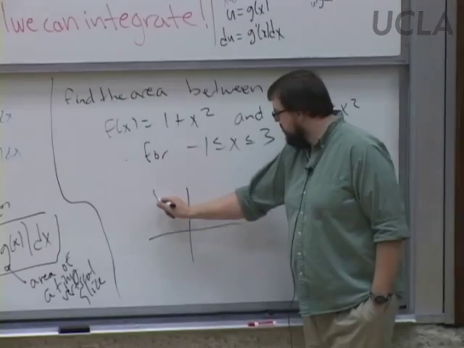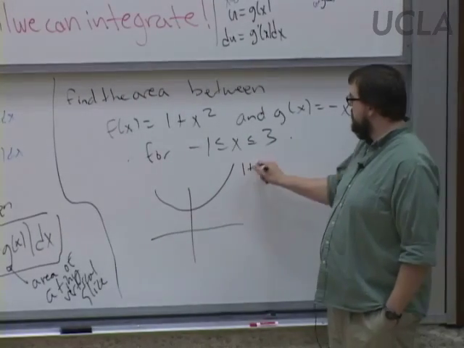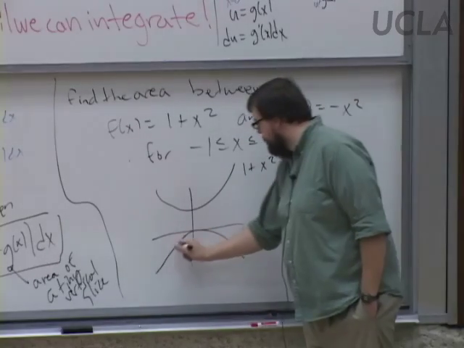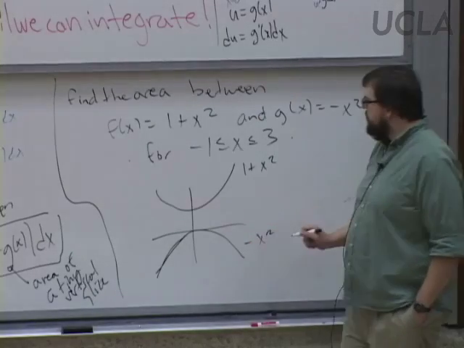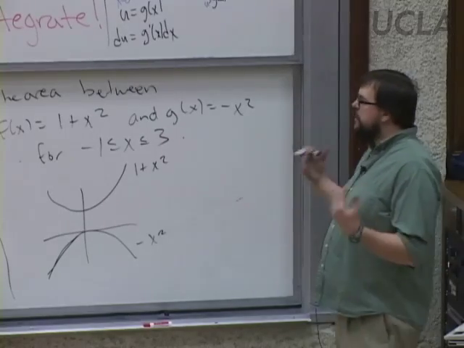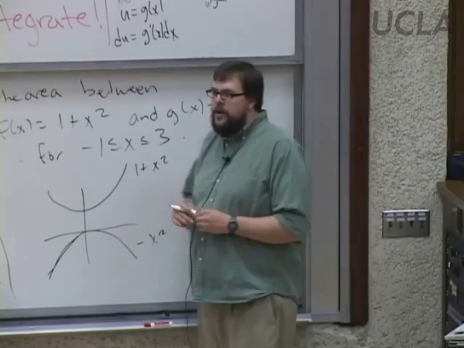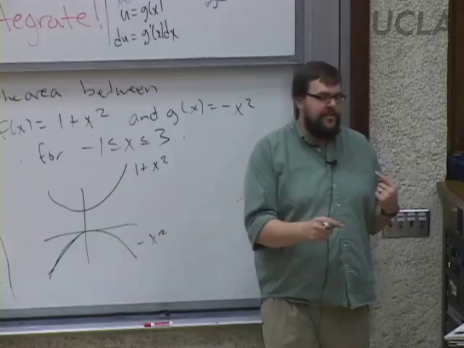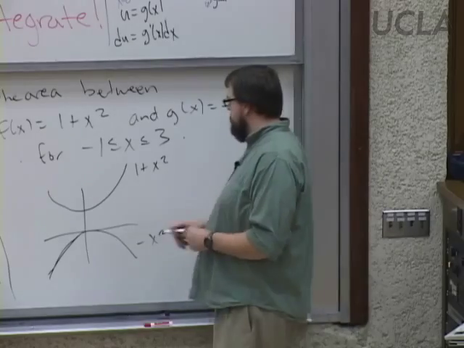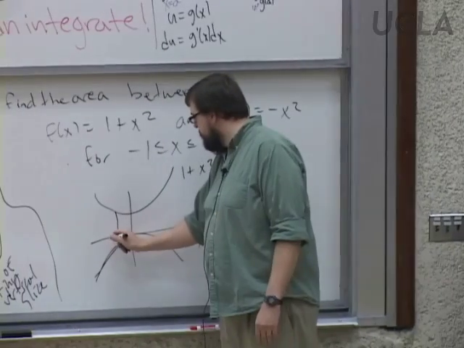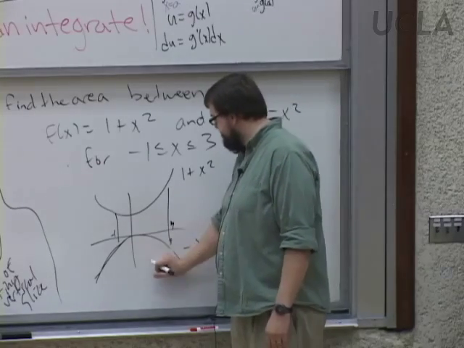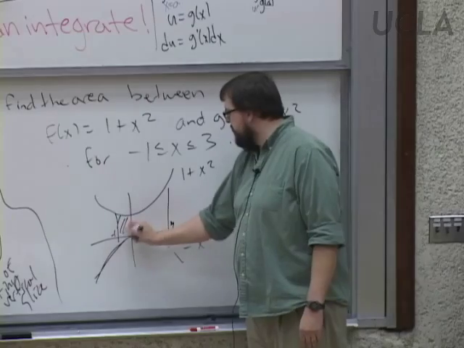So 1 plus x squared looks like this. And negative x squared looks like this. So it's helpful to figure out which function's on top, because oftentimes we'll say there's two functions, but we won't say which one's on top. And if we're really mean, we'll give you two functions which cross somewhere in the middle. And if they cross somewhere in the middle, you have to figure out, okay, where do they cross? How do I change my sign? So we want to go from -1 up to 3. Okay? And so we're looking for this area here.